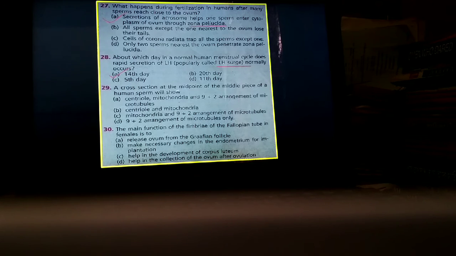Question number 29. A cross section at the midpoint of the middle piece of a human sperm will show. So the right answer is, it will show mitochondria and 9+2 arrangement of microtubules, because the sperm middle piece is made up of mitochondria and axial filament. Question number 30. The main function of the fimbriae of the fallopian tube in females is to. So the right answer is, it helps in the collection of the ovum after ovulation. So option D is the right answer.